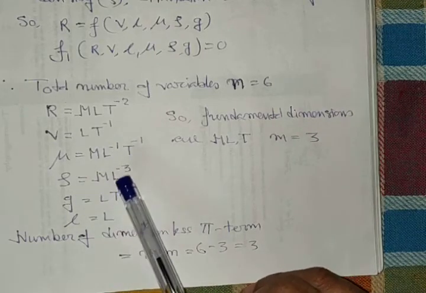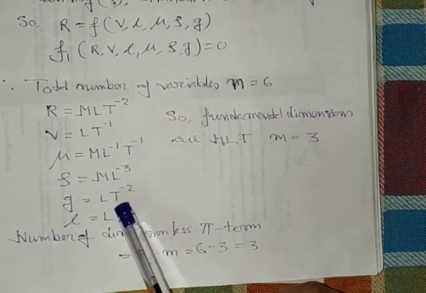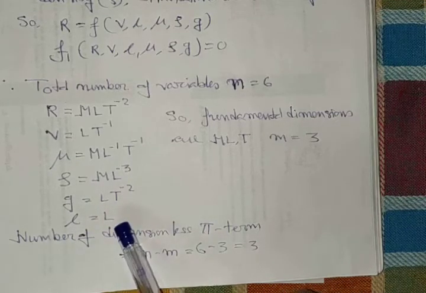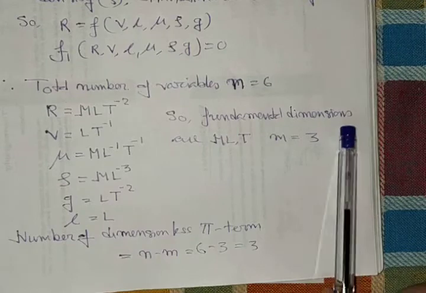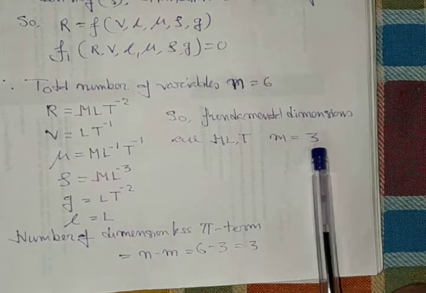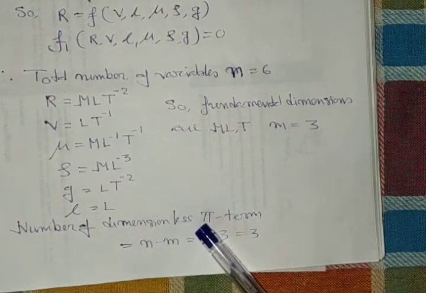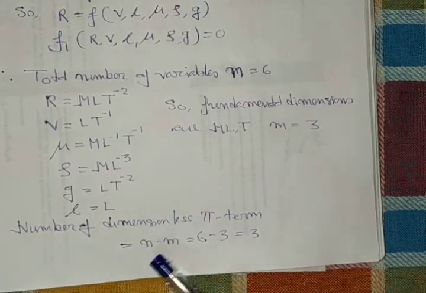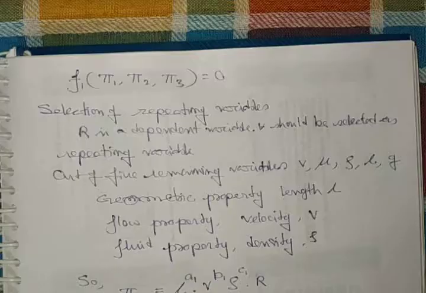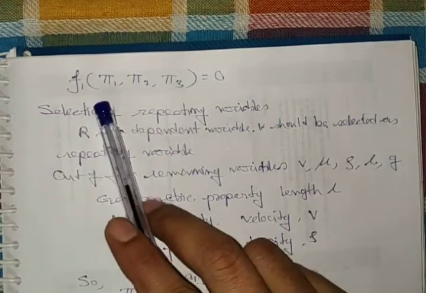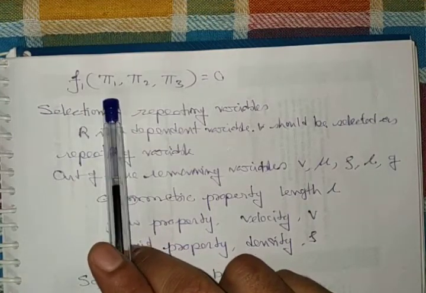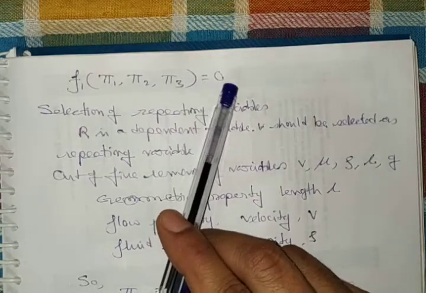Rho, M L to the minus 3. g, L T to the minus 2. And length l is L. So the fundamental dimensions here are M, L, T. So m is 3. So the number of dimensionless pi terms will be n minus m, that is 6 minus 3, which is 3. So we can rewrite the function f1 in terms of pi: f of pi 1, pi 2, pi 3 is equal to 0.